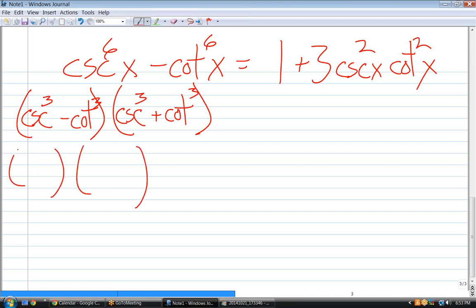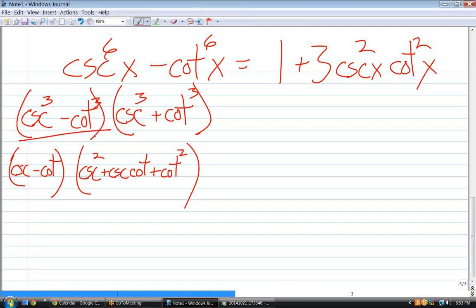Okay, so it's a difference, so you'd subtract. So it's cosecant x minus cotangent x, and then cosecant squared plus cosecant x times cotangent x. I'm going to leave out the x just because there's so much to write. I don't need extra stuff, and as long as it's one variable, I'm good. So that is that factored.